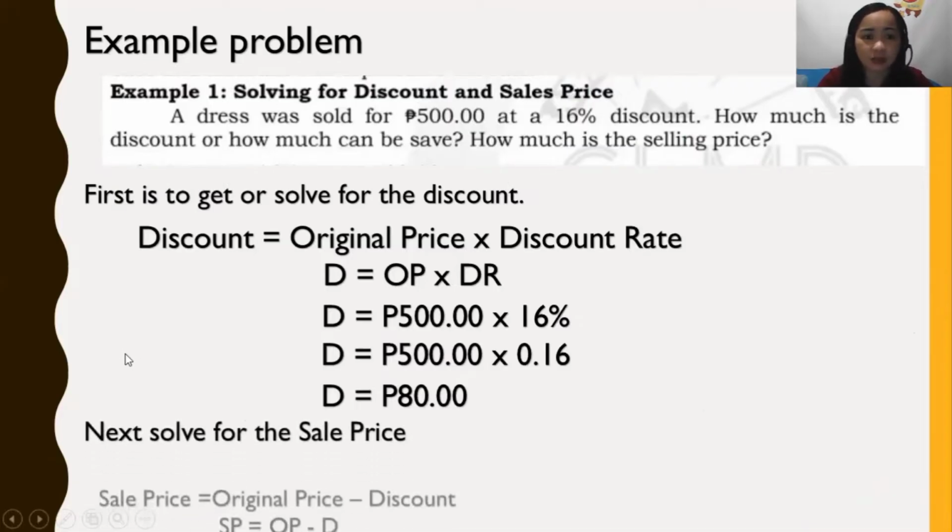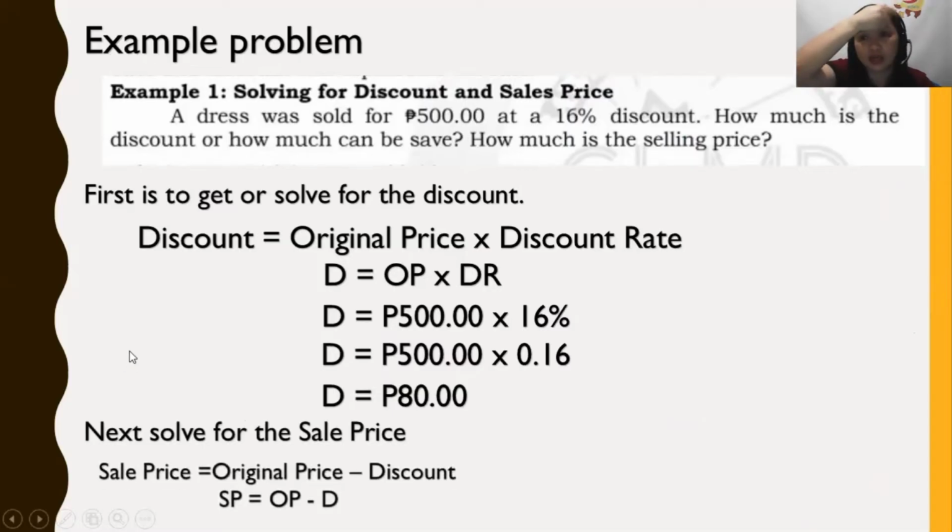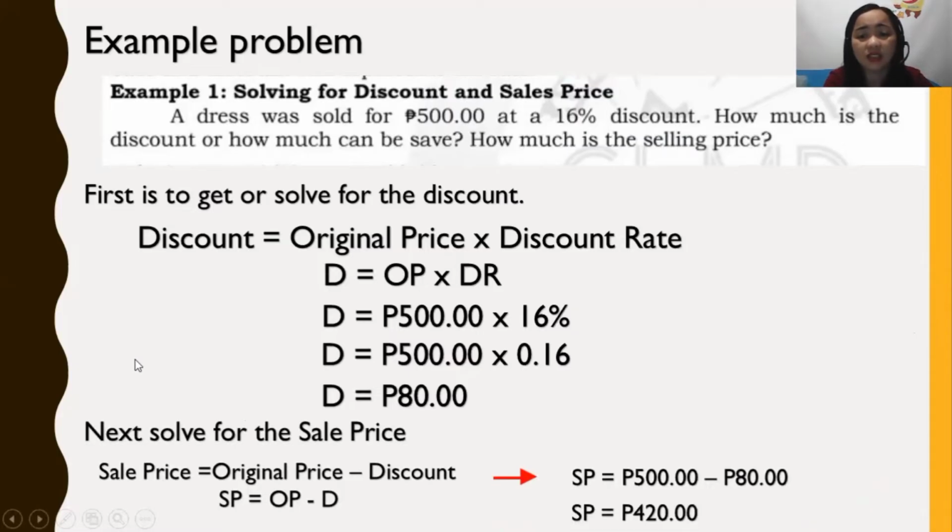Paano nga kinuha yung sale price? That is only subtraction. Original price minus the discount. Ano ba yung original na presyo? 500. At ang ibabawas, yung na-solve mo na 80 pesos. Therefore, 500 minus 80 pesos, the answer is 420 pesos.